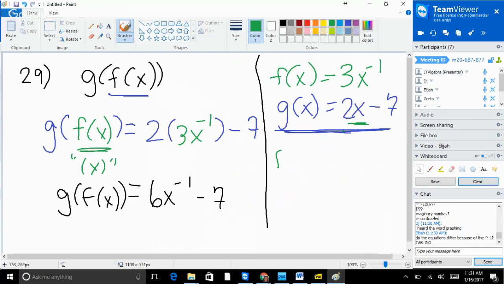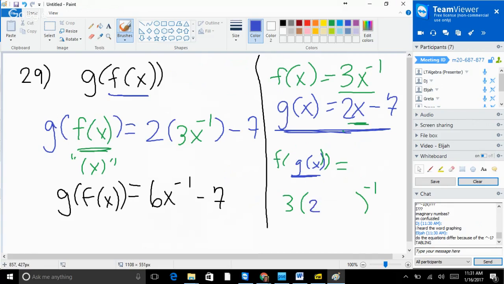All right, so what if we wanted to do f of g of x, which is number 28. So you guys don't have to do this for homework, so you're not as excited about it, right? So basically what this means is that f of x is 3x to the negative 1 power. So we've got 3x to the negative 1 power, and instead of x, we're using g of x.